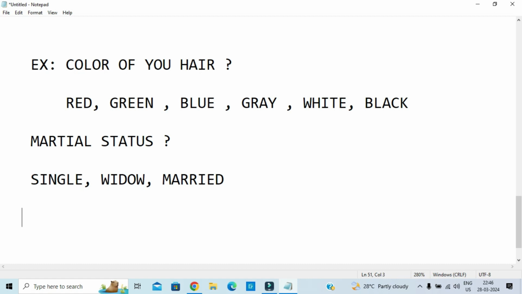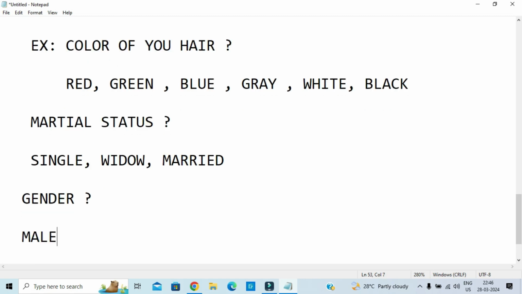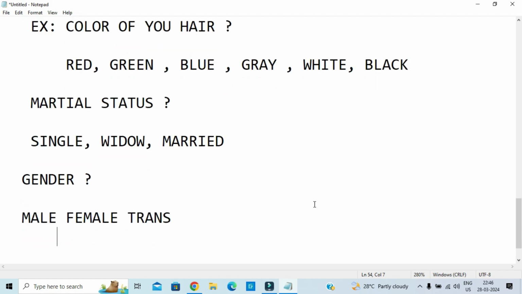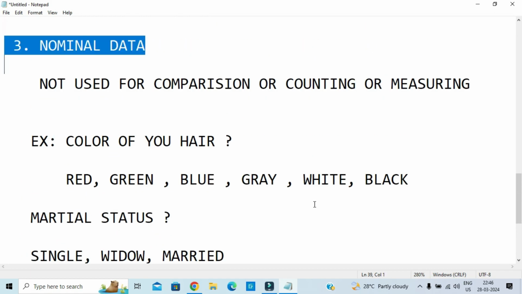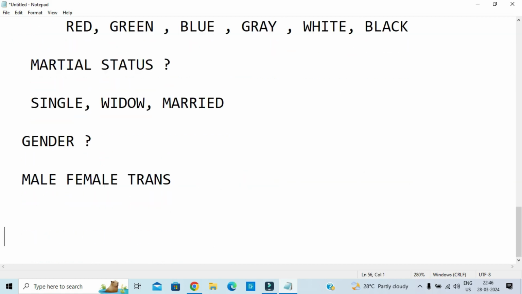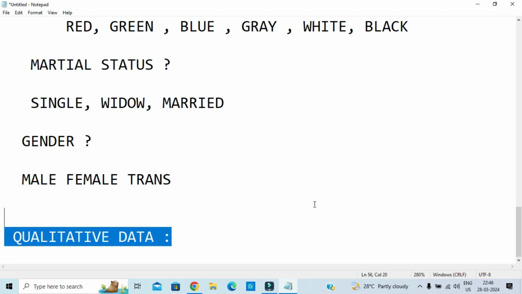Let's give one more example. What's your gender? We'll say male, female or transgender. We'll choose only one straight option, which is not compared with other options. This is how nominal data is represented. I hope you have understood clearly what qualitative data is.